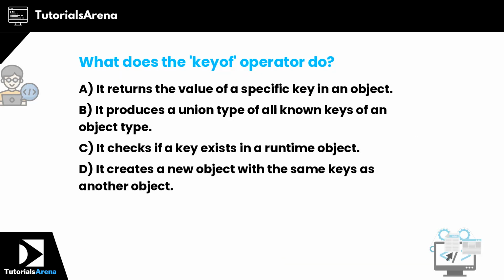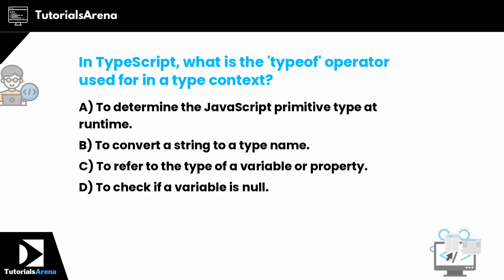What does the keyof operator do? The correct answer is option B. It produces a union type of all known keys of an object type. In TypeScript, what is the typeof operator used for in a type context? The correct answer is option C, to refer to the type of a variable or property.